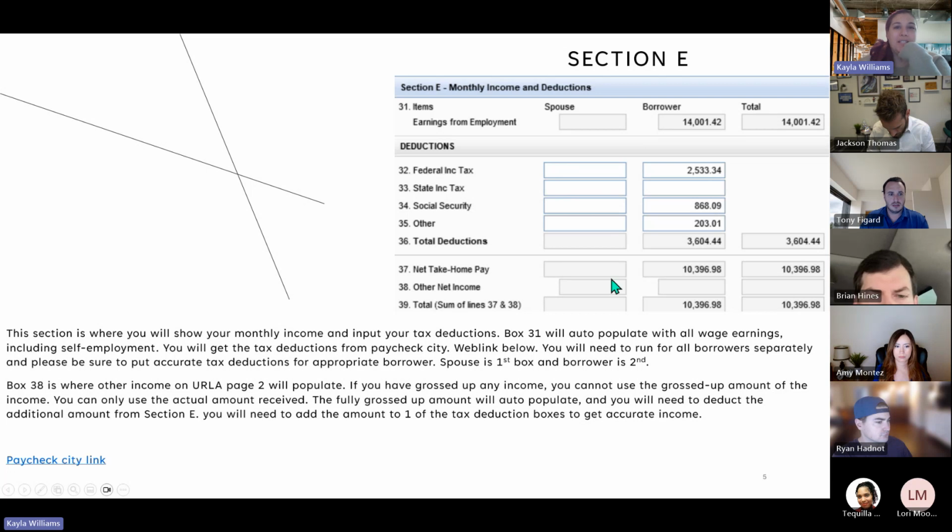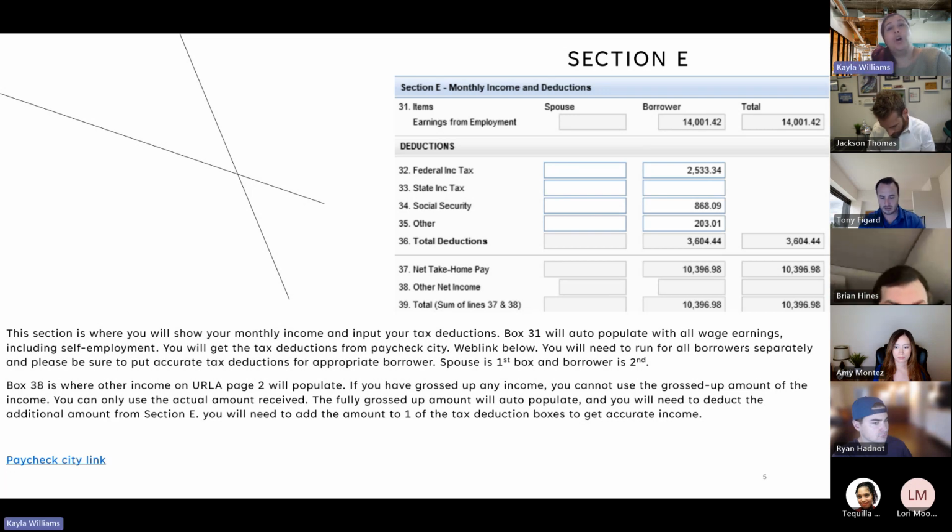Box 38, this is where it gets a little fun. Not really, but this is where your other income on your page 2 comes from. Any Social Security, pension, alimony, anything like that. Now, if you are grossing up any of that income for your DTI to work, you cannot use it in your residual income calculation.